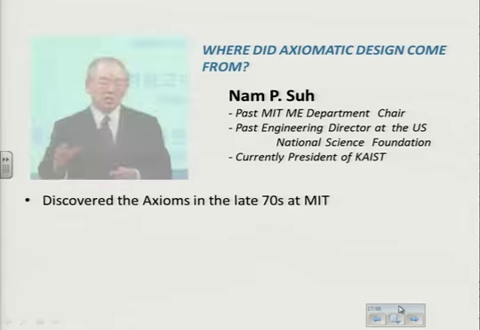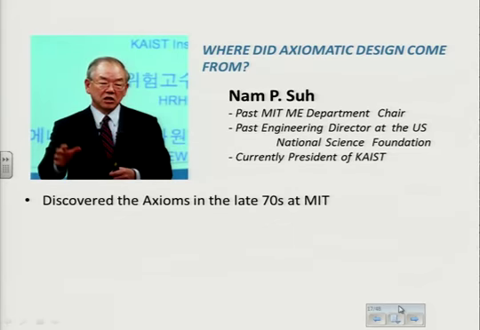So where did axiomatic design come from? Many practicing engineers haven't heard of it. It was developed at MIT by Professor Suh. He was the chairman of the mechanical engineering department at MIT. He was also engineering director at the National Science Foundation. And currently, he's the president of the Korean Advanced Institute for Science and Technology. If you don't know anything about it, I encourage you to go to the web and see what's going on there. There's some very exciting things.